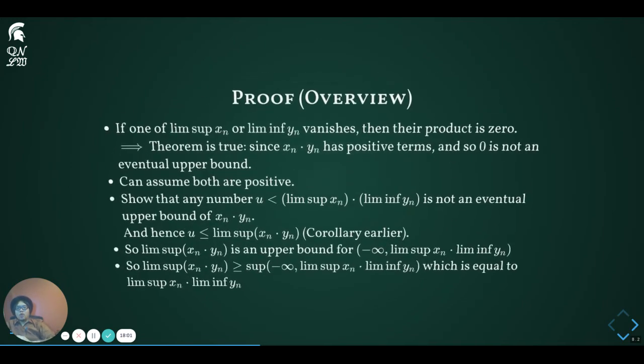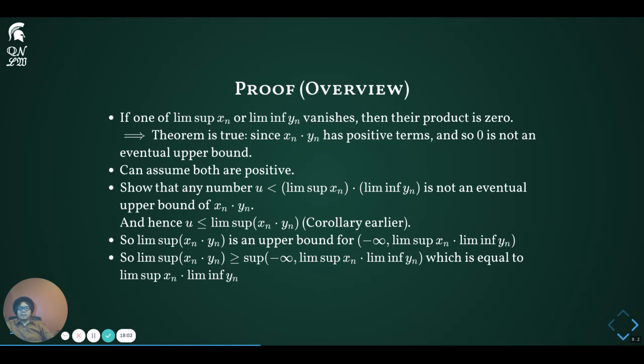Let's give a quick overview of the proof before we start the details. First, notice that if either lim sup x or liminf y is 0, then there is nothing to prove. Since the product sequence has only positive terms, we know that 0 is not an eventual upper bound. So our corollary from earlier tells us that the lim sup of the product sequence is non-negative. So we can assume both are positive.